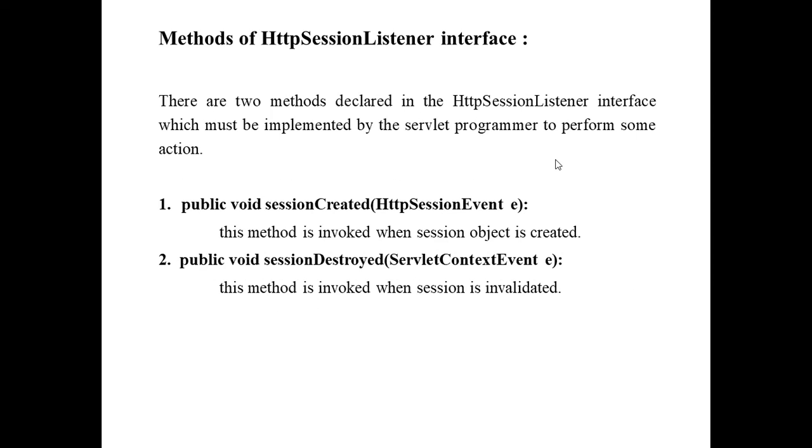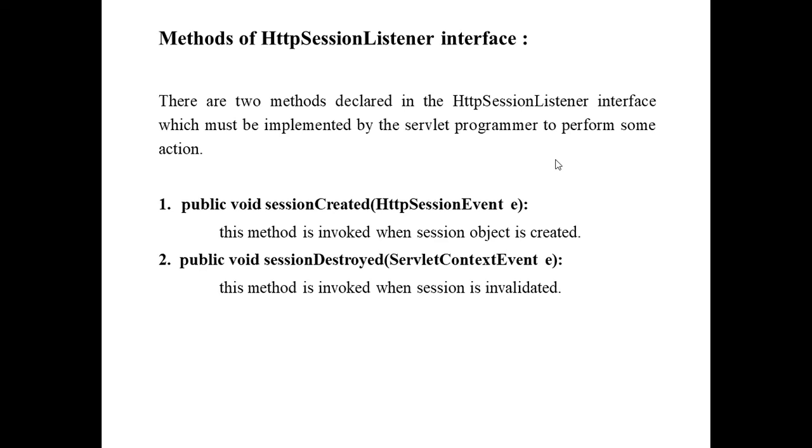See some methods of the HttpSessionListener interface. There are two methods declared in the HttpSessionListener interface, which must be implemented by the servlet programmer to perform some action. The first method is public void sessionCreated and the second method is public void sessionDestroyed. The first method is public void sessionCreated. This method is invoked when the session is created. Means once the session object is created, at that time the sessionCreated method is invoked.